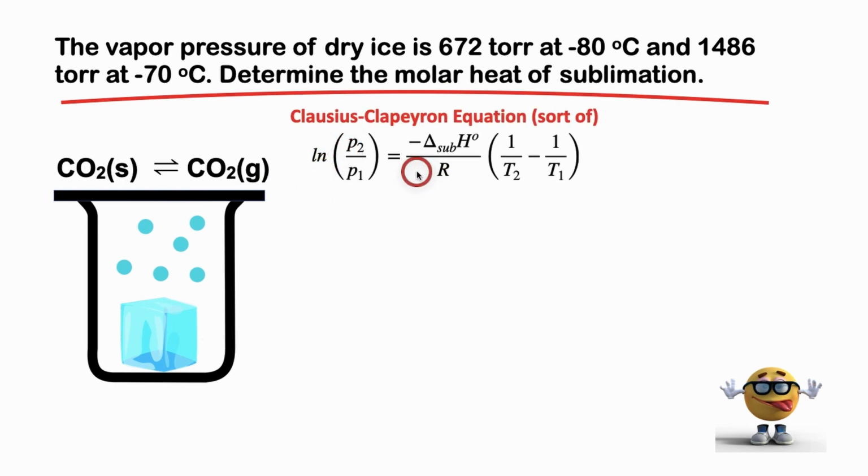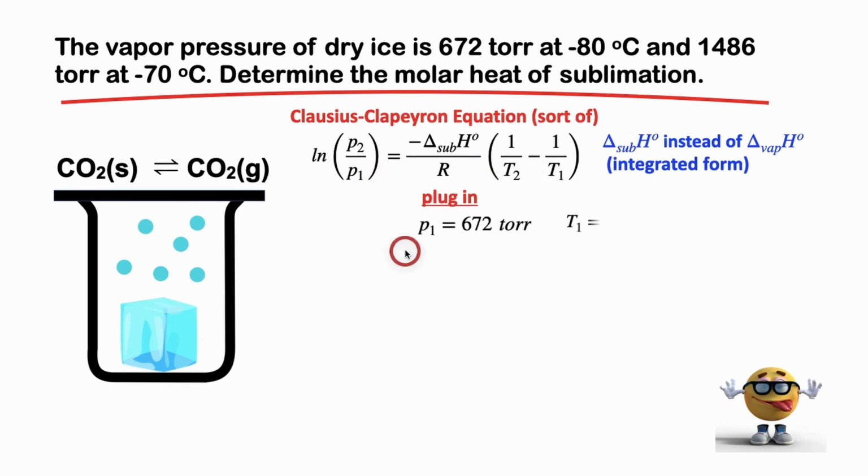a similar form of that. So this is it, except here we're using the enthalpy of sublimation instead, and this is in its integrated form right here. So from here we can plug in our values. We can plug in one of the pressures. I just chose P1 to be 672 torr, and then T1, rather than negative 80 degrees Celsius, we need to convert it into Kelvin. P2 is the other pressure and the other temperature.